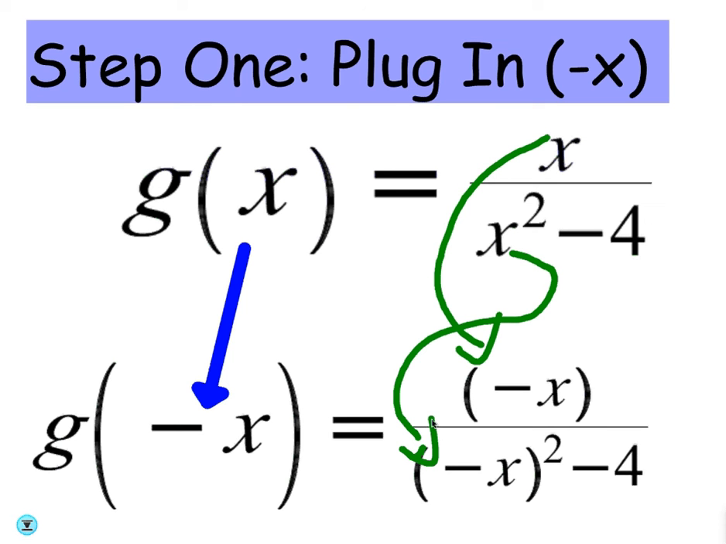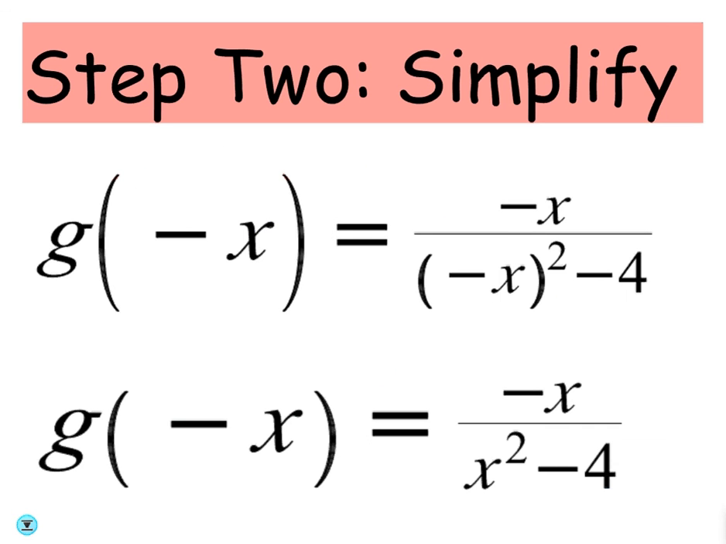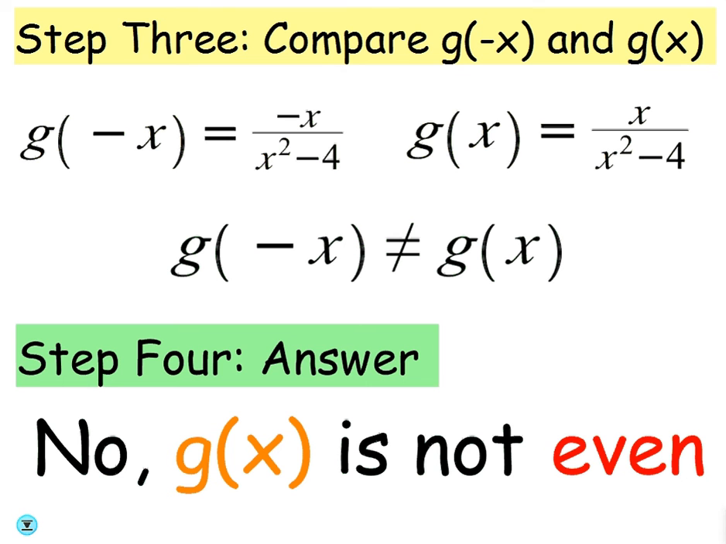Okay, so you've probably already seen what's going to happen here. The bottom is going to simplify to just x squared minus 4. The top is just negative x, okay? So there's going to be a slight difference between the two, right? So even the tiniest of differences, g of negative x, there's a negative x on top. G of positive x, there isn't one. They have to be exactly the same once you simplify them out. If there's a slight difference, then it's not even.